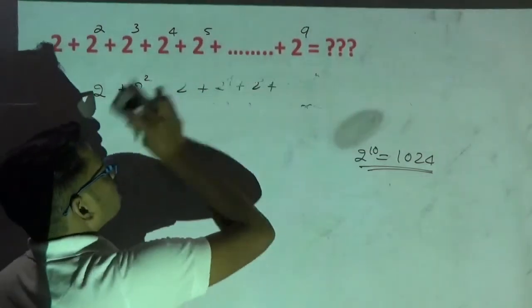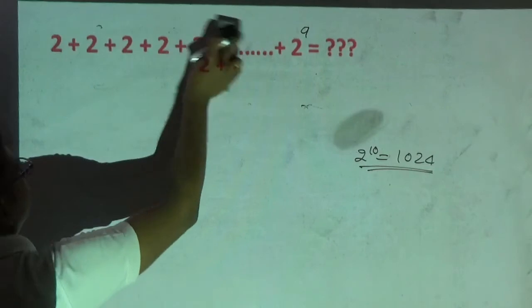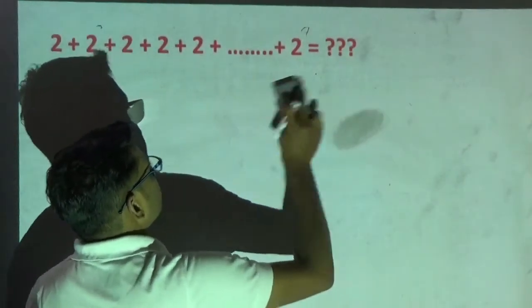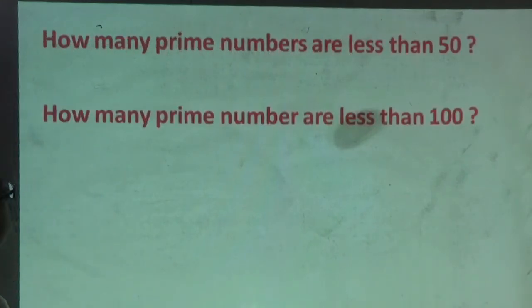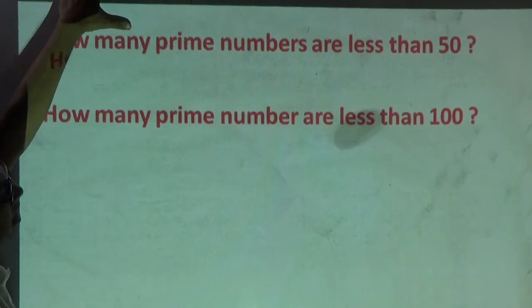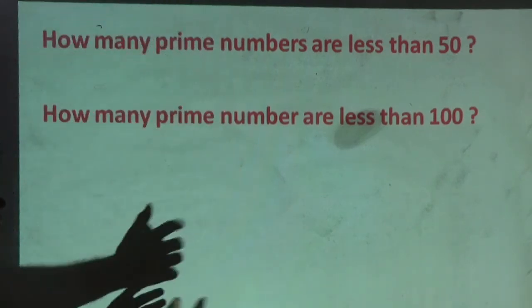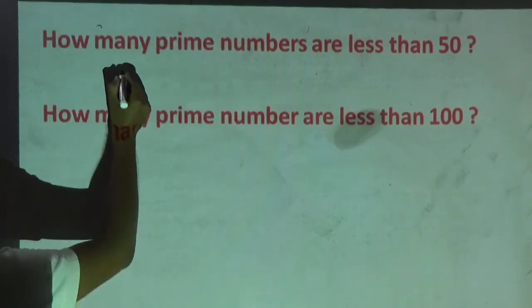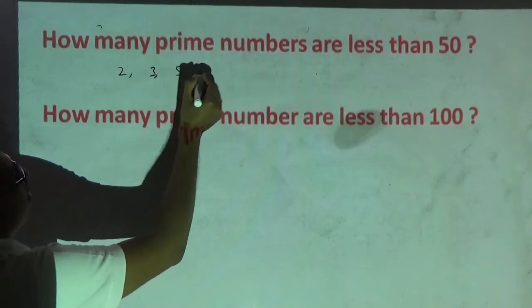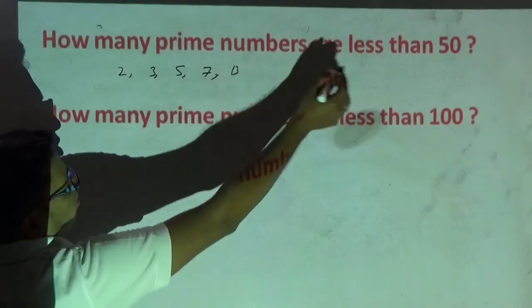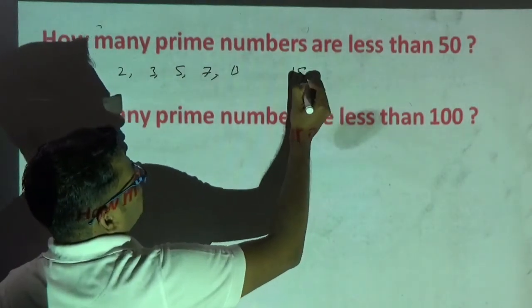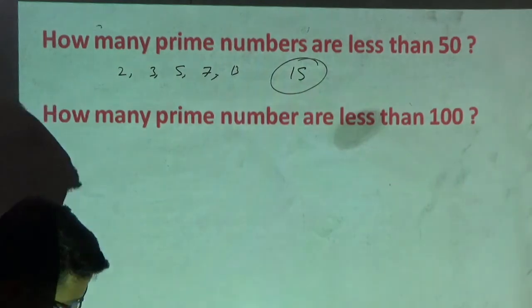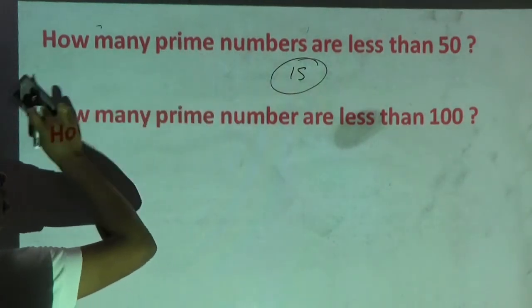Now, next problem I will go. The most commonly asked question in operations on numbers is, how many prime numbers are there less than 50? Up to 50, how many prime numbers are there? For example, 2, 3, 5, 7, 13, up to 50. Okay, so the answer is, up to 50 you have 15 prime numbers. There are totally 15 prime numbers up to 50.